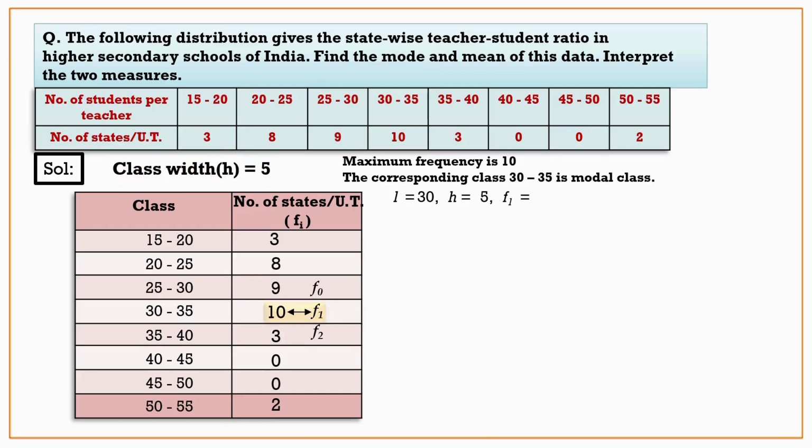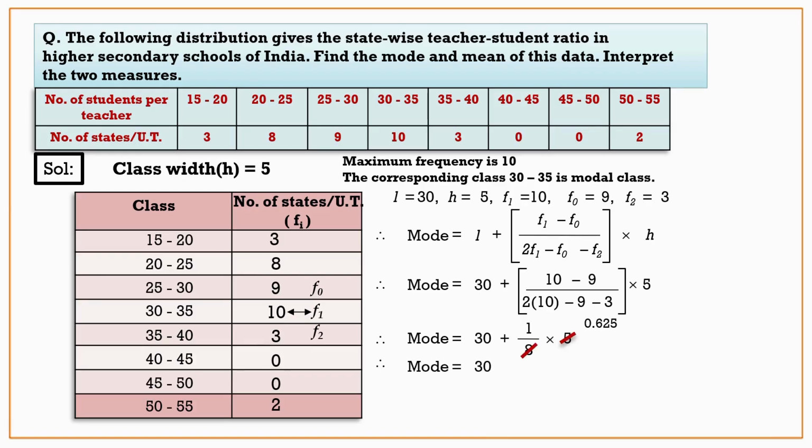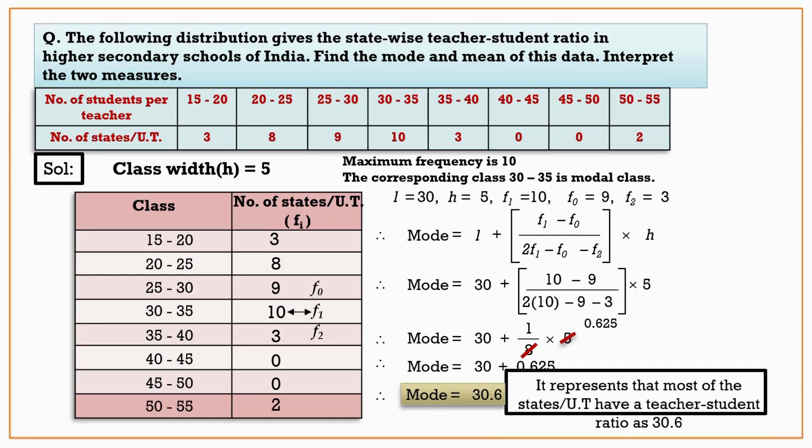Now put all these values into our mode formula, that is L plus (F1 minus F0) by (2F1 minus F0 minus F2) into h. So it is coming approximately 30.625. Okay, so if we round off, it is coming 30.6.